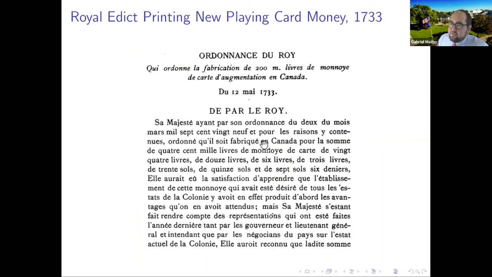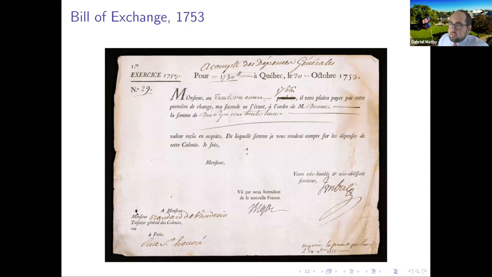Here they're reintroducing it because the merchants complain. So this paper money is really going to work. It's going to help alleviate the balance of payments constraints. And so the king has to reverse himself and print more paper money. So then they're going to do some bills of exchange. They just start saying, this is the intendant's signature. They're going to owe you a certain amount of paper money.